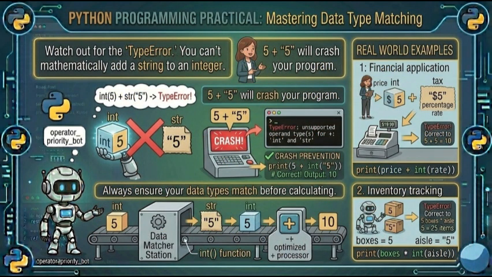Watch out for that type error. You can't mathematically add a string to an integer. 5 plus the string 5 will crash your program. Always ensure your data types match before calculating.